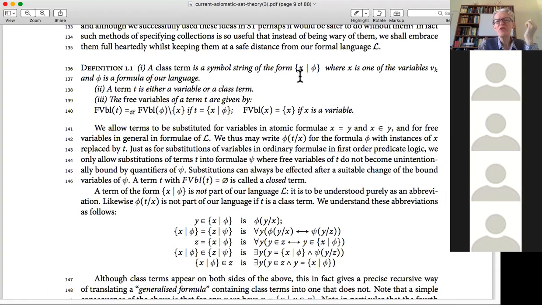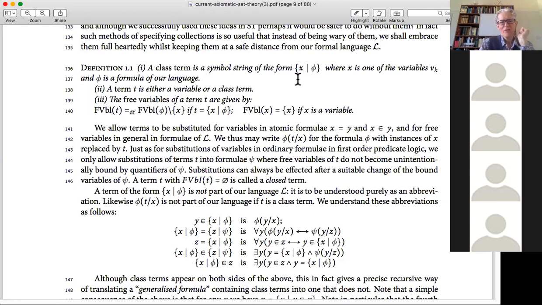The idea was that a term would just be a string of symbols syntactically. So there'd be a variable and we'd say "such that" and then this formula phi of our language. This is kind of an unofficial gadget that we're going to use as a sort of abbreviation. And this definition here says precisely what terms are. Variables count as terms, but these gadgets, the ones with the brackets around, are called class terms.